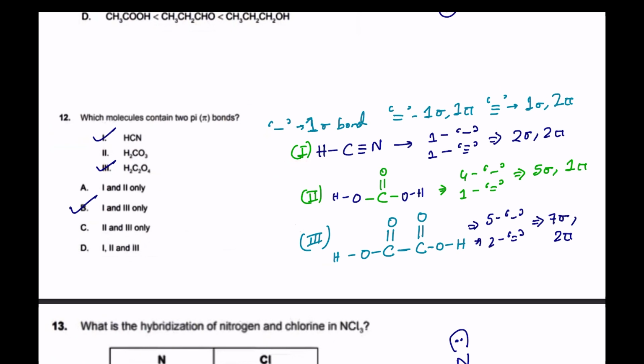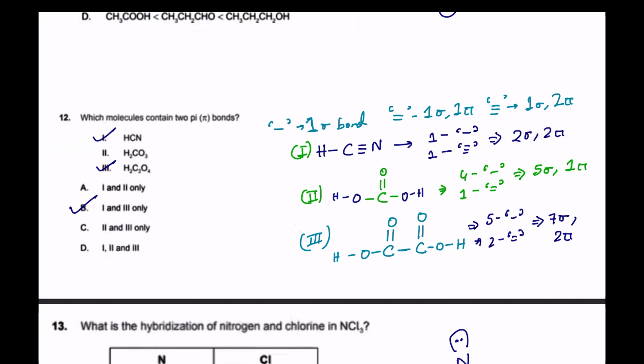For example, in the first one, we have HCN. There's a triple bond between C and nitrogen. A triple bond means you have 2 pi bonds. So yes, this is correct. And we have one single bond. One single bond means 1 sigma, and there would also be another sigma bond in this triple bond. So 2 sigma, 2 pi.